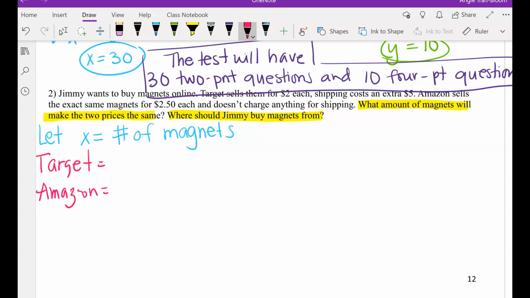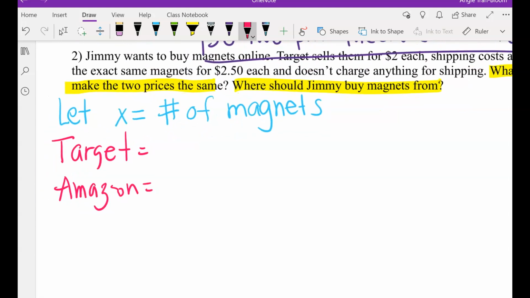All right, so what is our first equation for Target? Target equals what? 2x. Every magnet from Target will cost you $2, but it charges $5 for shipping, so 2x plus 5. How about Amazon? 2.5x is right. If you want to, you can write 2.50x. That's really a personal choice. Both are fine.